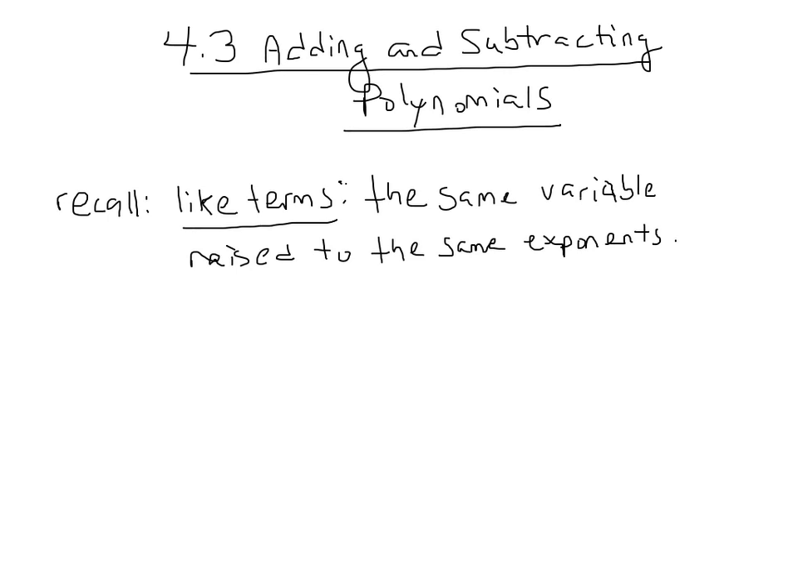Before we dive in, let's just remind ourselves of the definition of like terms. Like terms are terms that have the same variable raised to the same exponents. So, for example, 3x plus 4x squared, those are not like terms. They cannot be added together. So I will write not like terms. They have the same variable x, but they have different exponents.